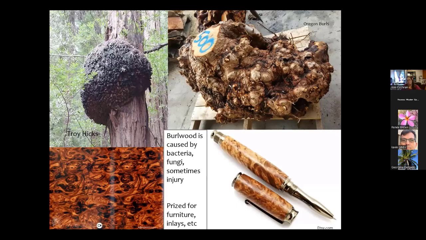And a little fun fact and silver lining of galls is that burlwood is actually caused by these malformed growths in the wood. And then we harvest it, cut it and polish it, and it looks pretty. So at least there's a little something that comes from the demise of these plants. And it's highly valued for things like inlays and fancy pens and other little doodads like that. So neat little fact there.